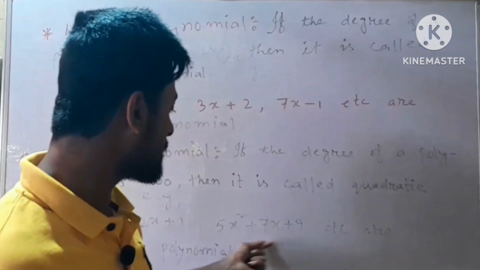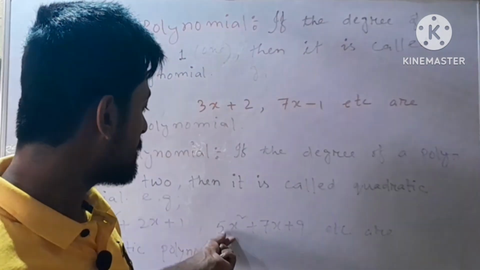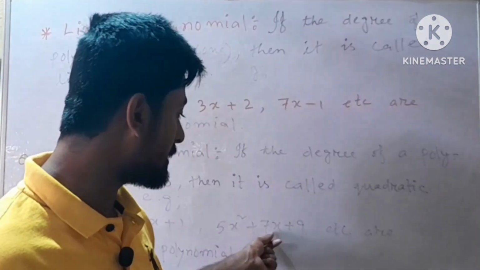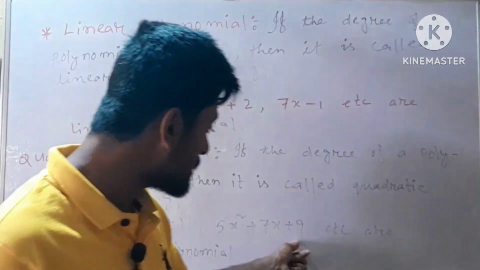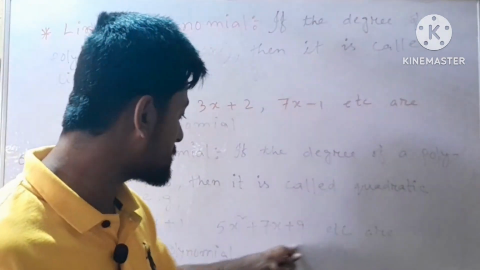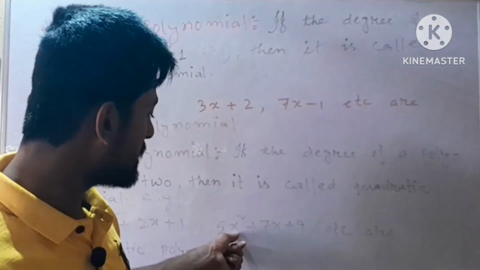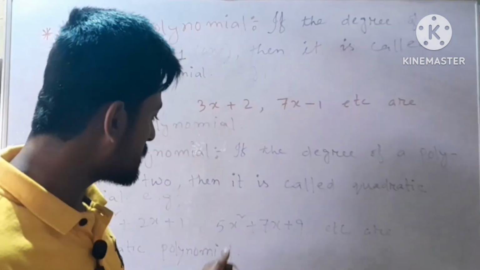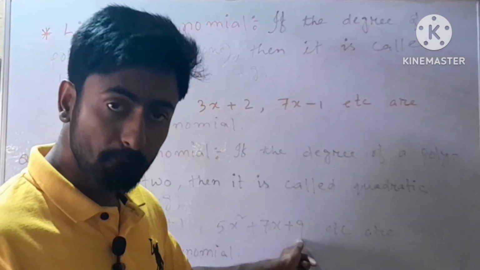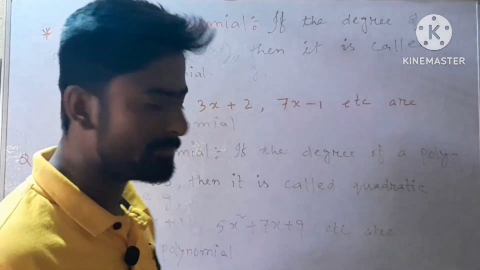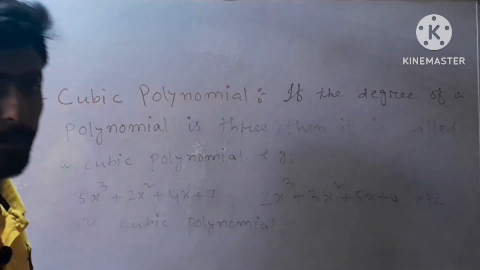Next, we have taken another example here: 5x square plus 7x plus 9. You see, the highest power of the variable in this polynomial is 2. So therefore this is a quadratic polynomial.